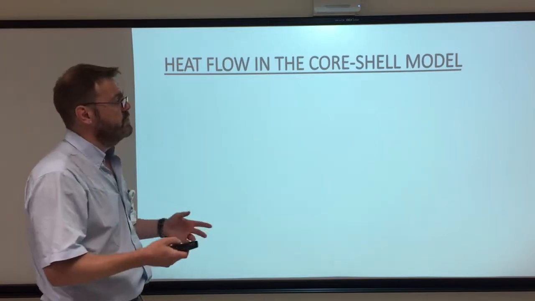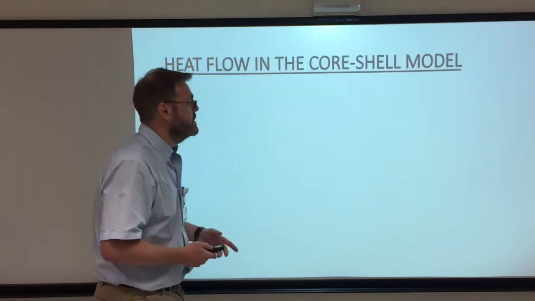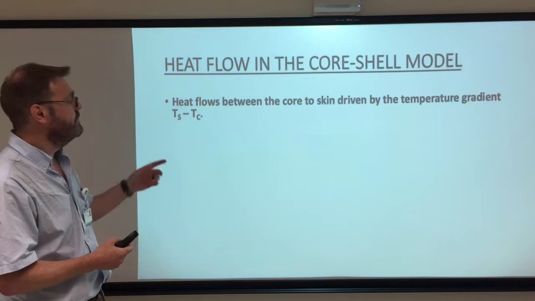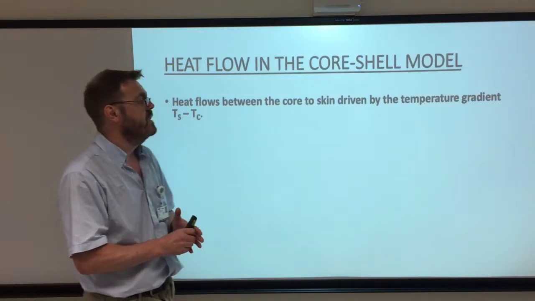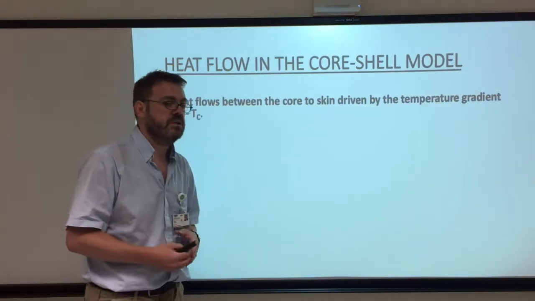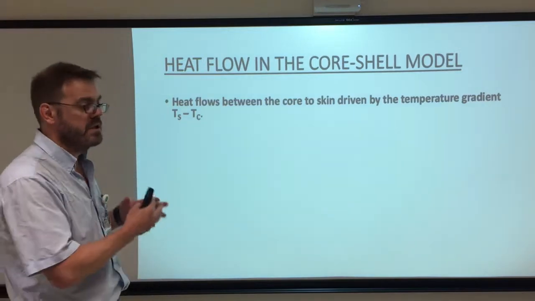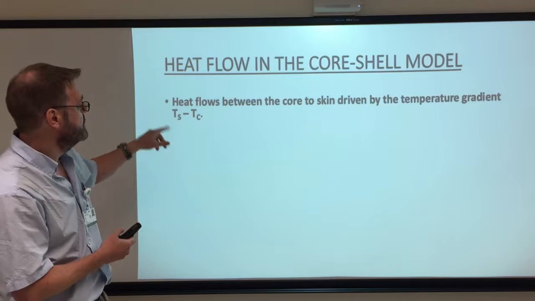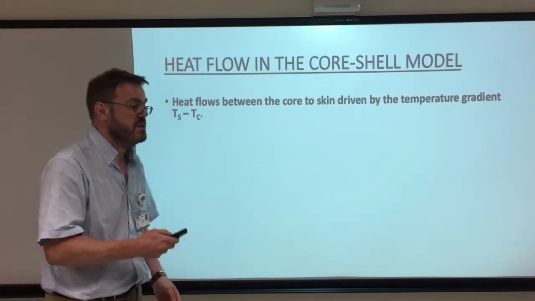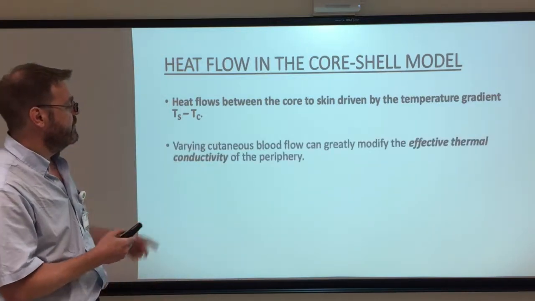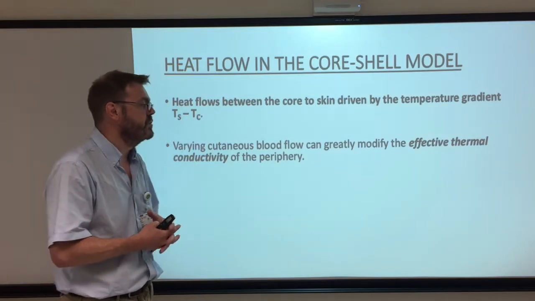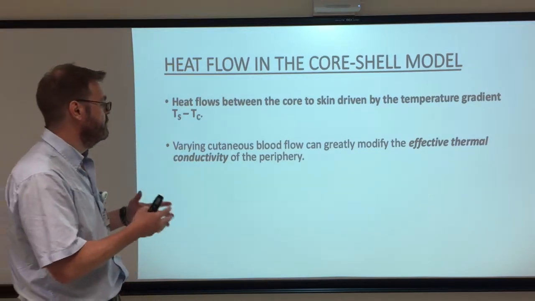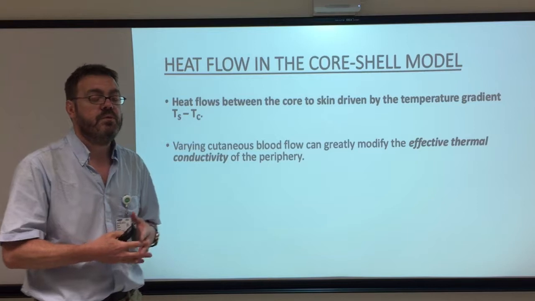So heat flow in the core shell model, we will summarize here. Heat flows between the core to the skin, driven by the temperature gradient. The larger the temperature gradient, the faster it's going to travel. So with Ts to Tc. And varying the cutaneous blood flow can greatly modify the effective thermal conductivity of the periphery.